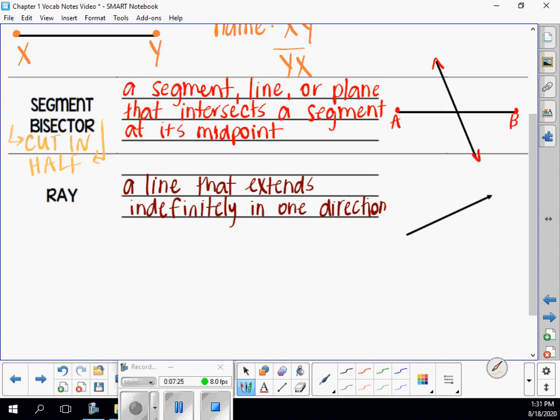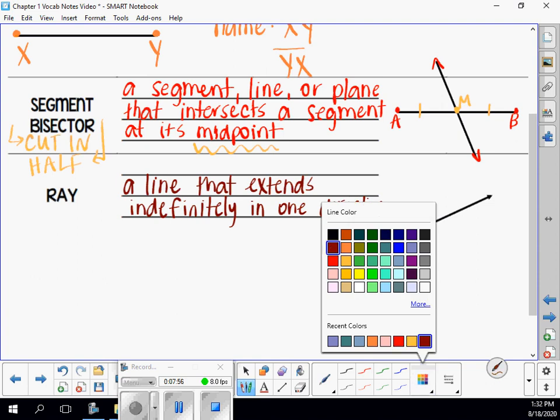It's cutting in half at its midpoint. Well, its midpoint has to be in the middle. And the way we'll know that it's in the middle is there'll be these things called tick marks. If you have the same amount of tick marks, that means you're equal. So in this case, we'd be in the middle. So here we have AM going to be equal to MB based on those tick marks. And that line is traveling through point M, cutting it in half. Basically, make sure you know that bisector means to cut in half.